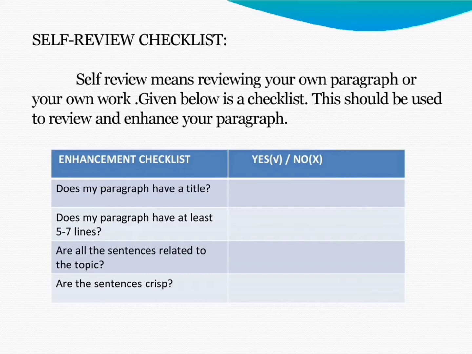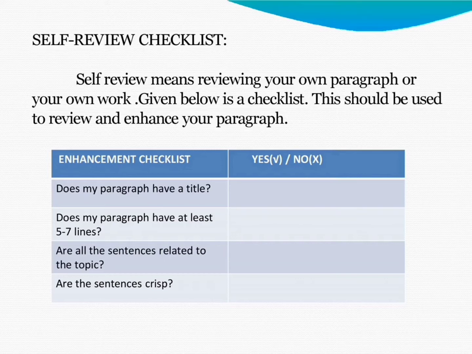So self review means reviewing your own paragraph or your own work, okay? So given below is a checklist. The checklist is given below, that is, the questions are given below. This should be used to review and enhance your paragraph. So you need to follow these steps, and these steps help you to find whether you wrote the paragraph correctly or not. If it is wrong, it helps you to improve your paragraph, okay?